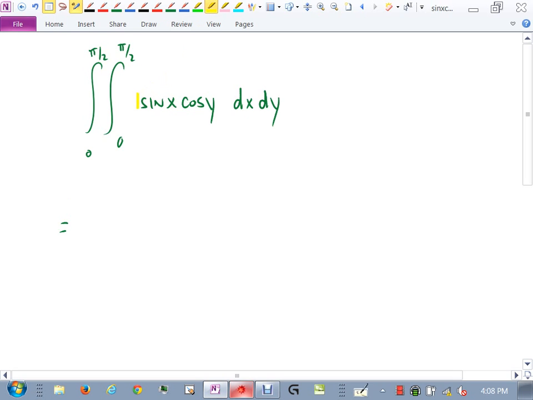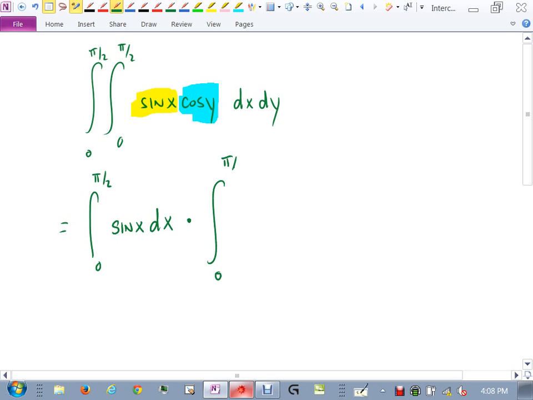But because this is separated completely from this, I can go integral 0 to pi over 2 of sine x dx times integral 0 to pi over 2 of cosine y dy. And do those two things separately, multiply the answers. But that's the only time you can do it. All right?